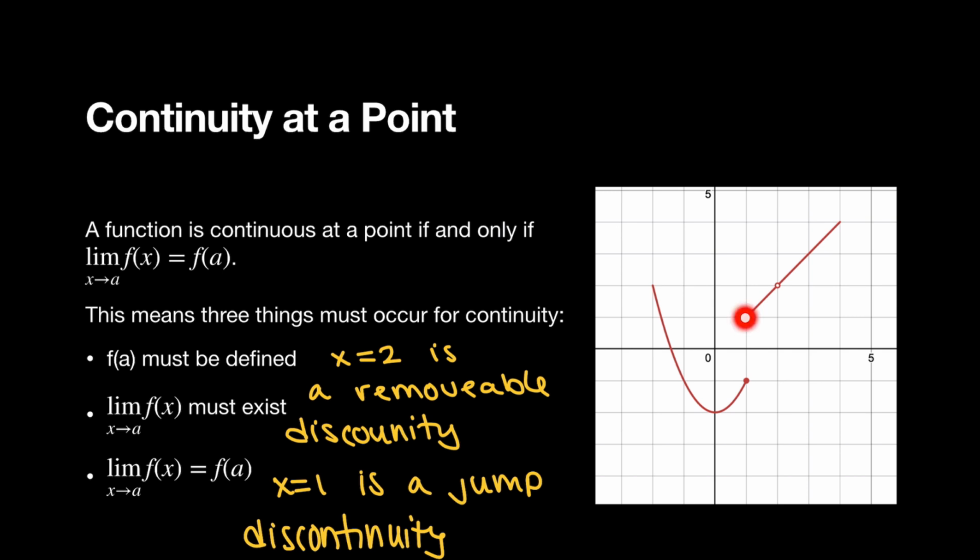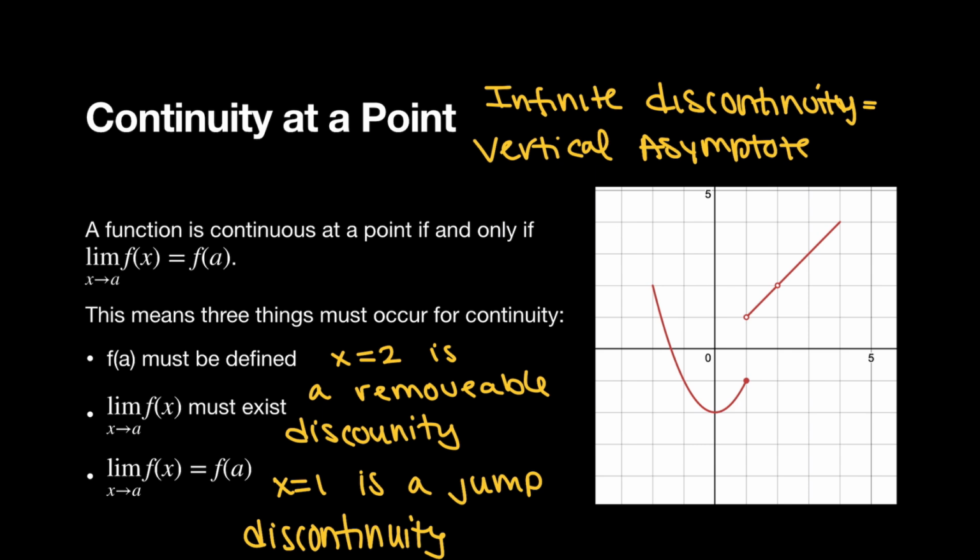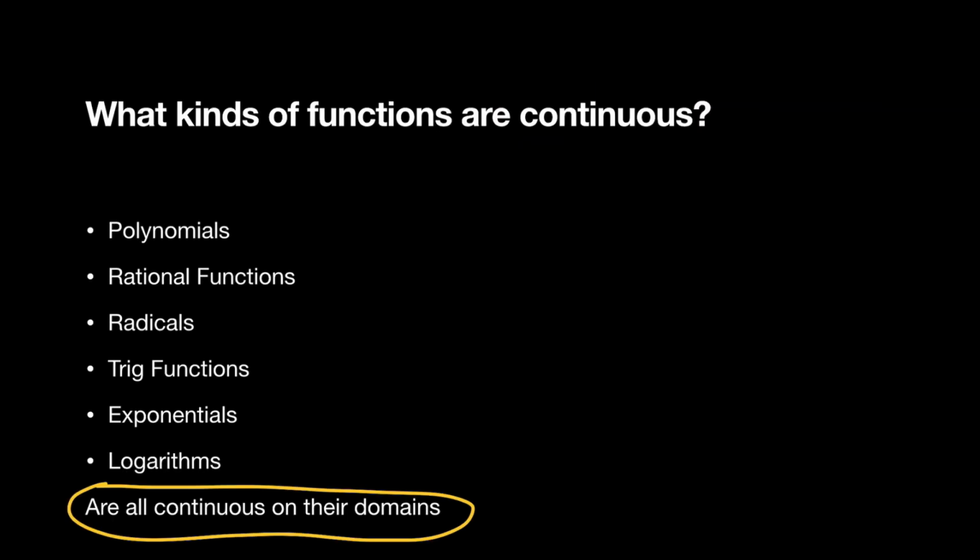At x equal 1, we would call this a jump discontinuity because there's a break or a jump in the graph at x equal 1. And then finally, there is a third type of discontinuity that didn't appear in my example. We can have what we call an infinite discontinuity, and that occurs if we have a vertical asymptote on the graph. That would be considered an infinite discontinuity. All right, so let's take a look at some examples.